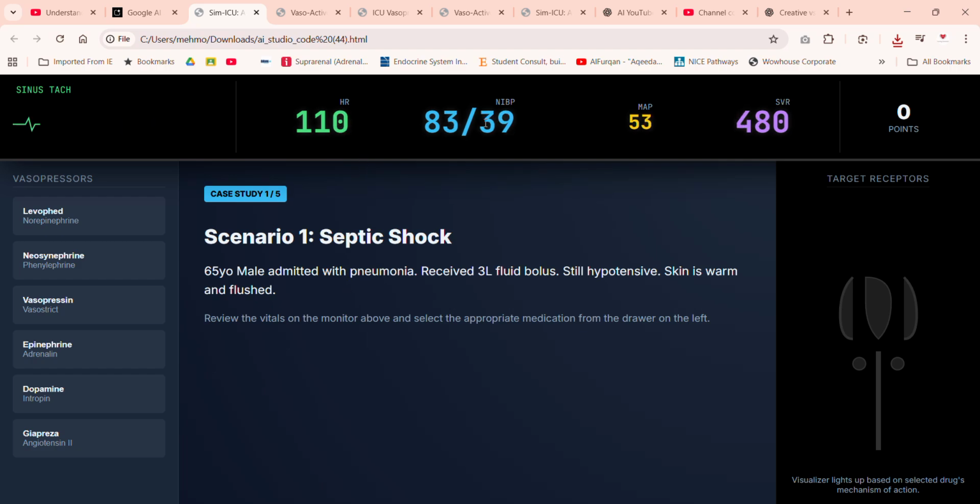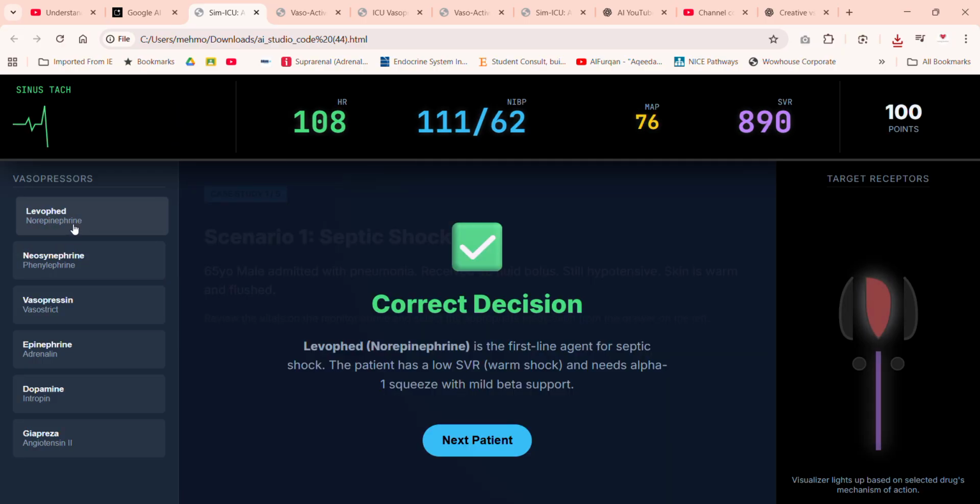Patient with pneumonia, and the blood pressure is also decreasing and the MAP is also low. So it means the patient is in septic shock. So the first choice of drug is norepinephrine. Okay, when we select norepinephrine, it shows norepinephrine is the first-line agent for septic shock. Then we go to the next patient.